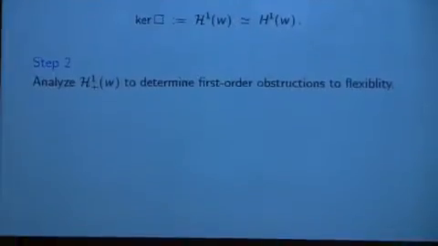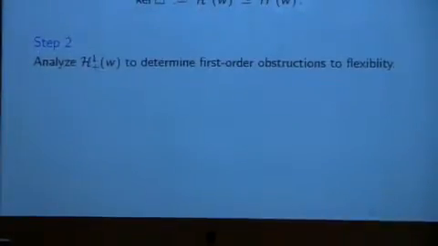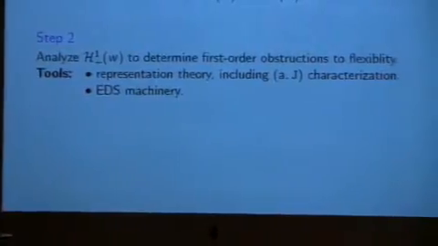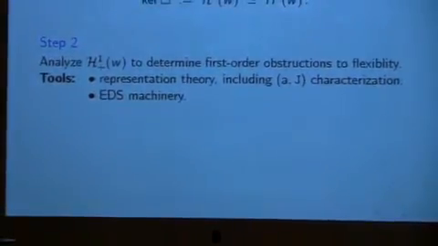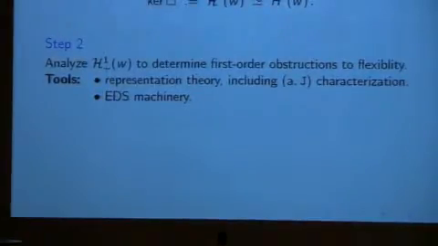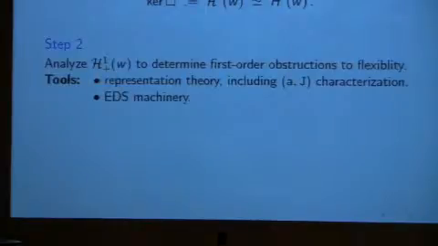Okay. And so now that we have this kernel, we wish to look at the positively graded component to determine the first order obstructions to flexibility. I'm going to walk backwards from what I described in the previous slide. We're going to start with the positively graded component. And so you plug into this analysis two tools. The first of which is representation theory, and that AJ characterization that I mentioned, and then the EDS machinery. This is really pretty, because you start to work with the exterior differential system and you hit torsion, which is basically the numerator of the Lie algebra cohomology.